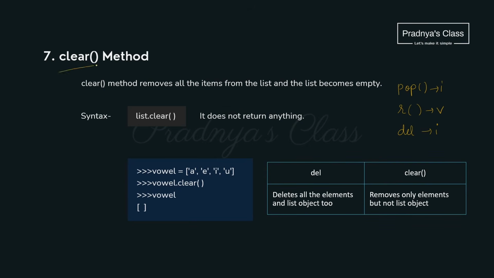But there is one more arrangement, that is the clear method. The clear method will delete all the elements of the list, but the object will exist. That is the only difference between del and clear. del removes the elements along with that list object, but the clear method will delete only the elements and the empty list will exist. If you print it, you will get an empty list. The clear method doesn't take any parameter because it deletes all the elements.